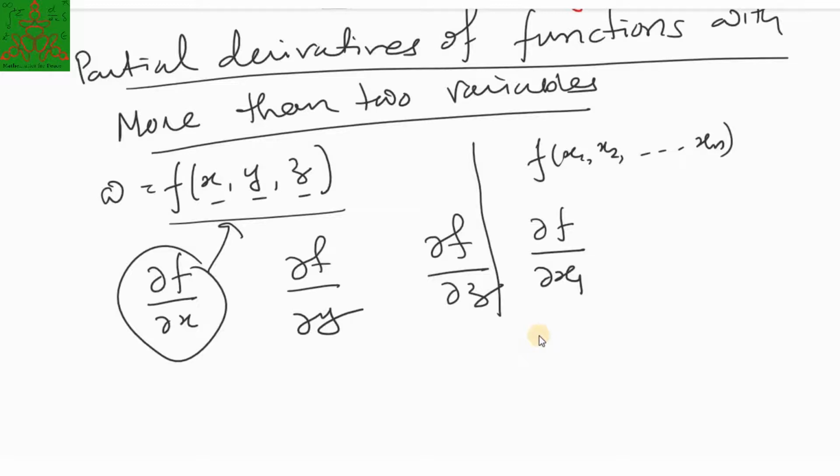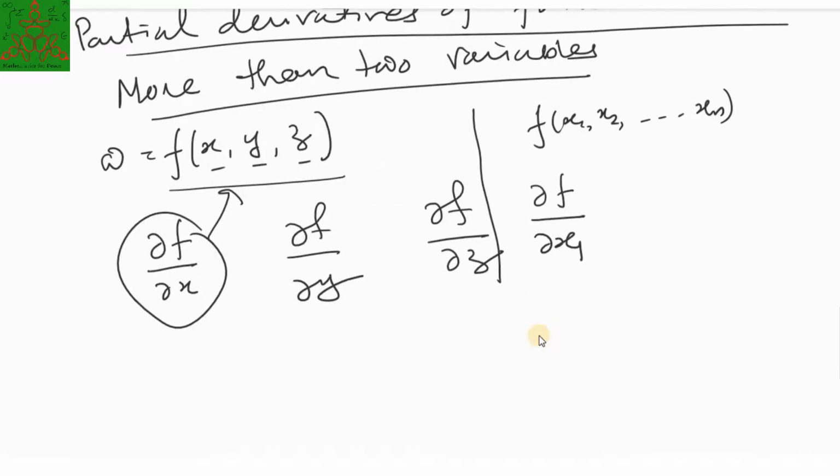Let's have an example of this type and then we move further. Let's say the function f of x, y, z is given to you as x cube y square z square plus x y z.